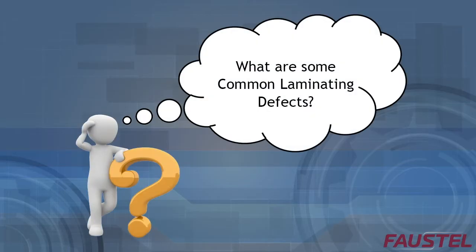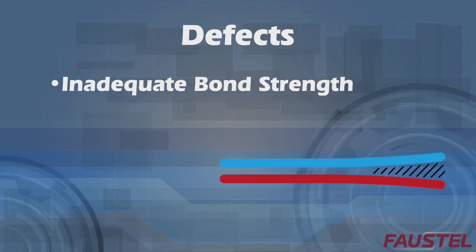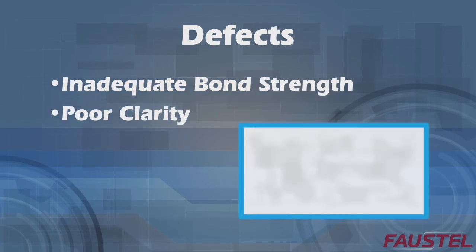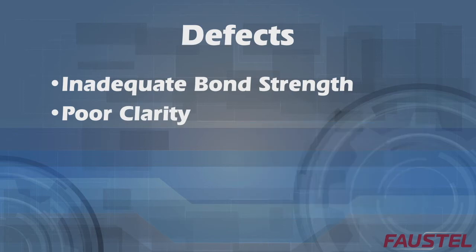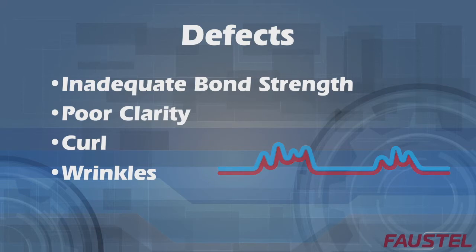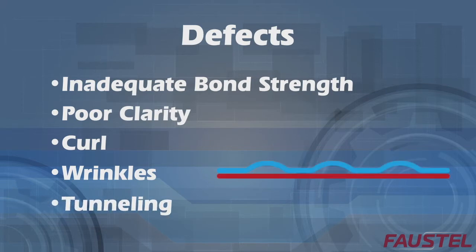Today's Tech Talk is on common laminating defects. Let's start with a quick review. From our previous discussion, we know there are 5 common defects that can be created during the lamination process. They are inadequate bond strength, poor clarity, such as bubbles or haziness, curl, wrinkles, and tunneling. Now we will discuss causes for each of these.